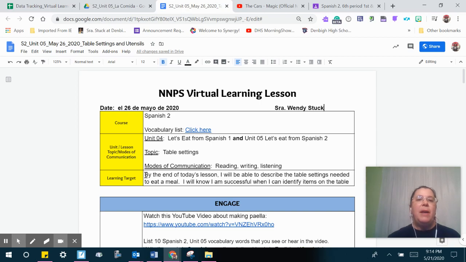Learning target. By the end of today's lesson, I will be able to describe the table settings needed to eat a meal. I will know I'm successful when I can identify the items on the table.